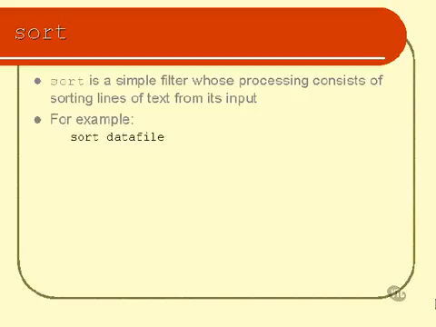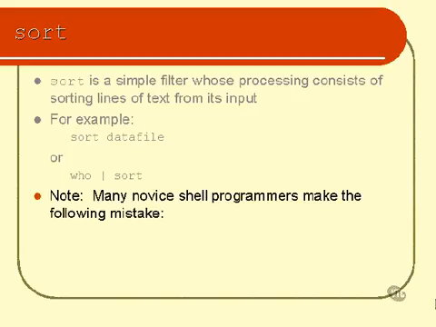The way you use it is like this. You simply type in the name of the file that you wish to sort, or you can just get the results from another program. Now, it's all very simple, and I don't want to go into it too much more here, but there is one very common mistake that novice shell programmers make, and I want to show that to you. They typically do something like this.